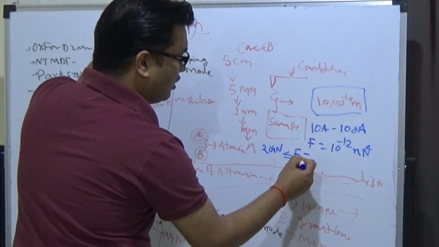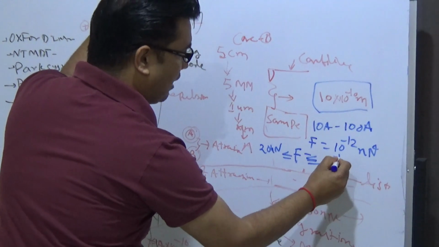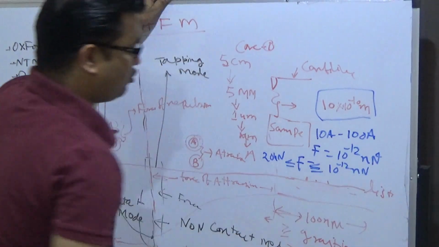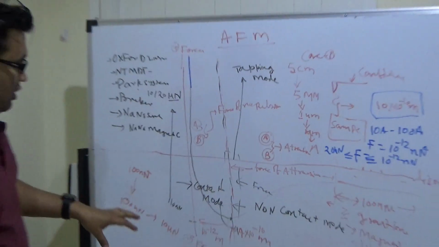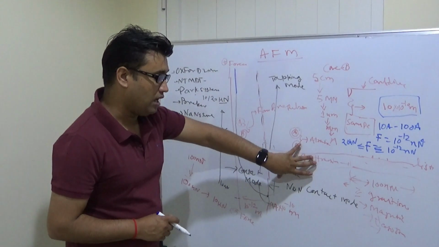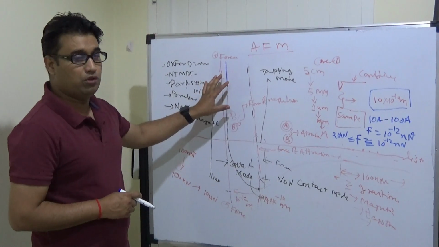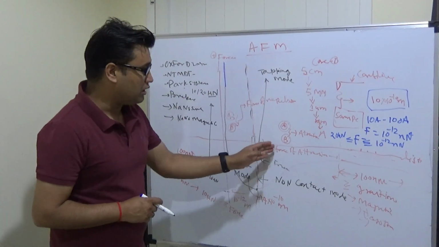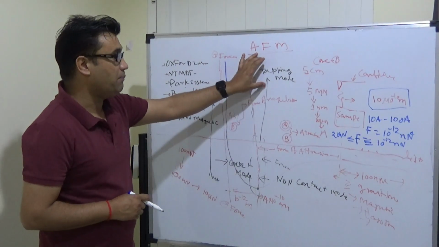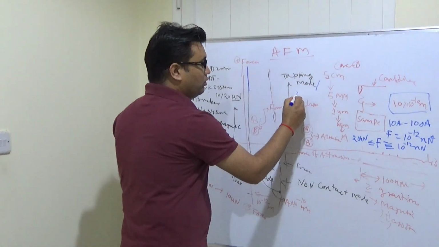Micro tiny. So we talked about this, and where the forces are acting, we are talking about the non-contact model, and in between we are talking about the intermediate model. Many companies describe it as an intermediate mode. Intermediate mode is intermediate mode.